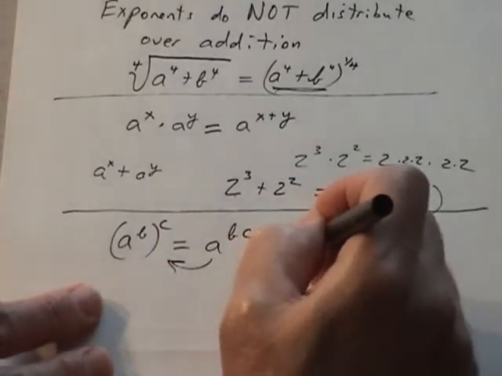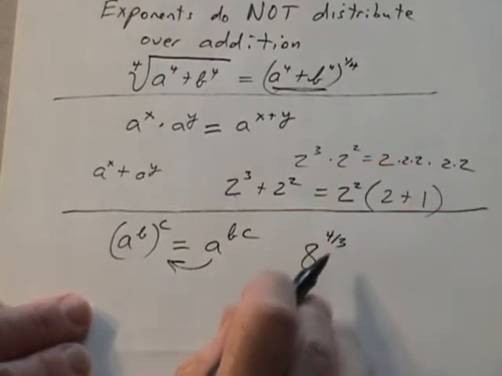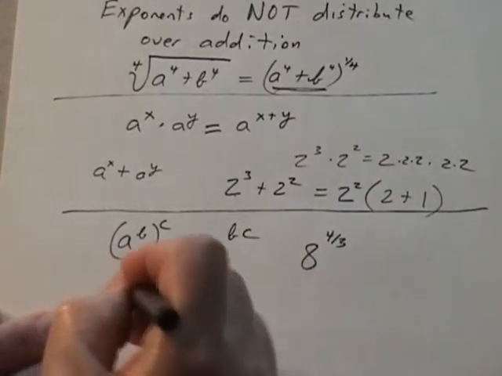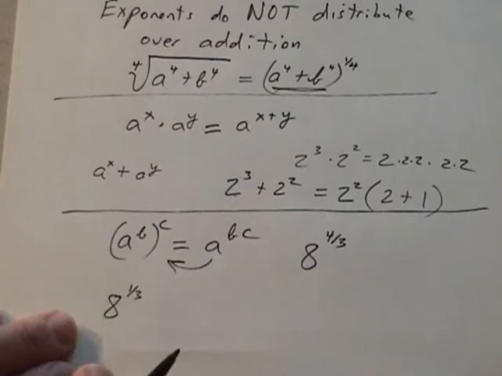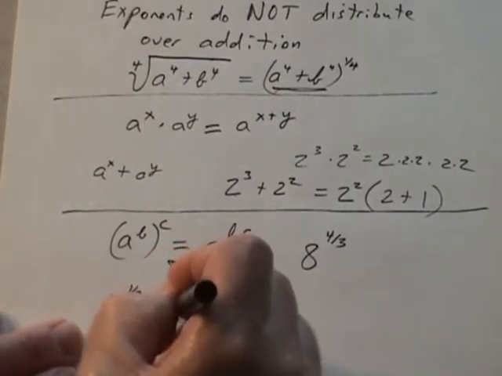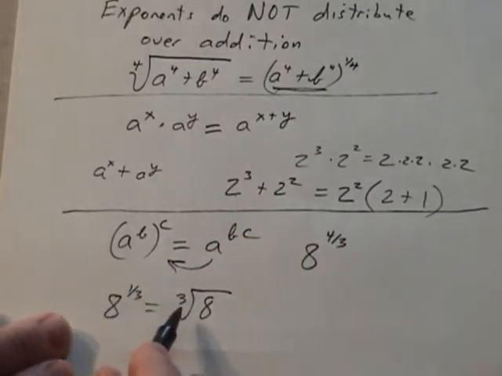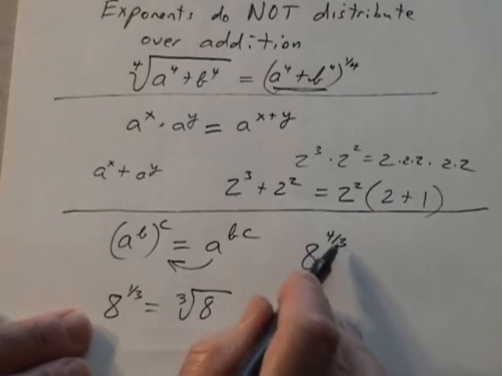For example, suppose that you had 8 to the 4/3 power. Now, in order to do this problem, you have to remember one other thing. What does 8 to the 1/3 power mean all by itself, if that's a different problem? This is the cube root of 8. Raising something to a fractional power is a root. But what if it's a fraction like 4/3?